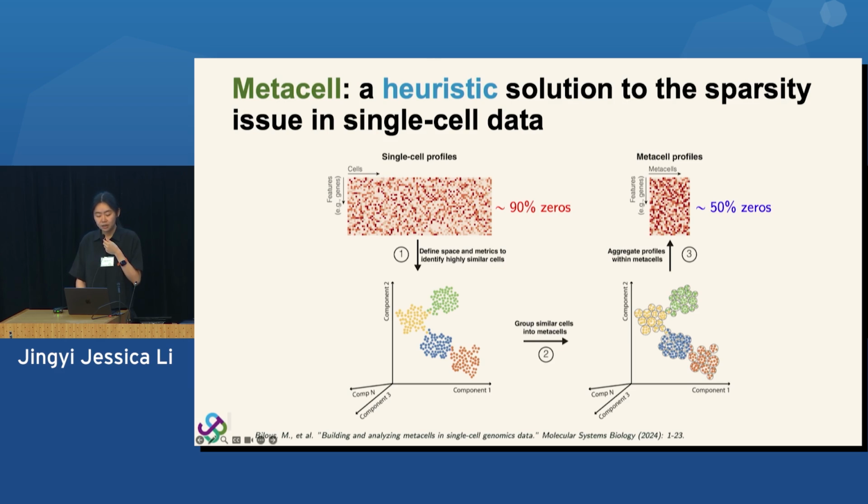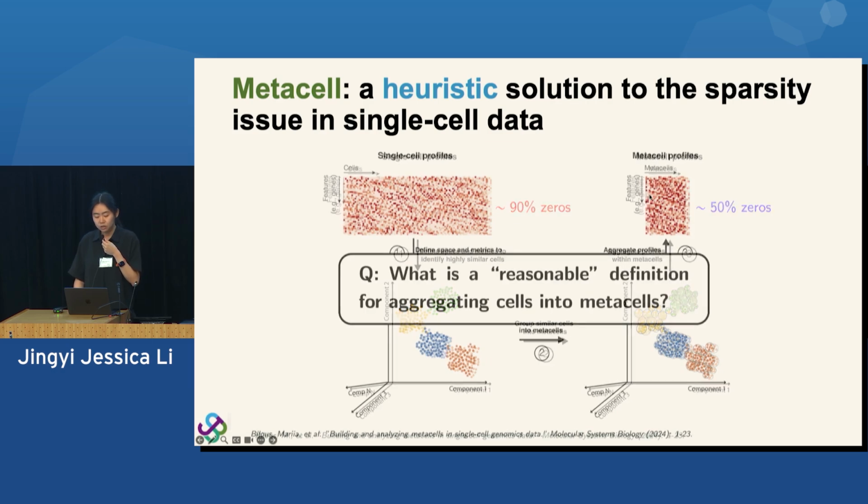But as I said, it's a heuristic solution because there's no way to know for sure how large each metacell should be. So the question here is, what is a reasonable definition for aggregating cells into metacells? You can think about the two extremes. At one extreme, you aggregate all cells into one metacell, and that is called pseudobulk.